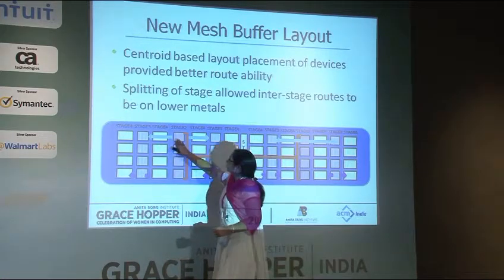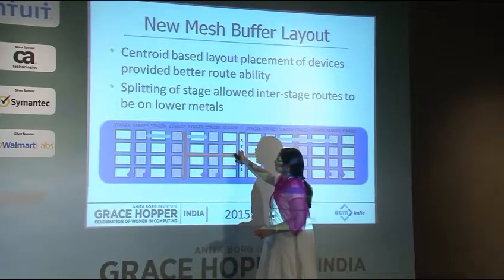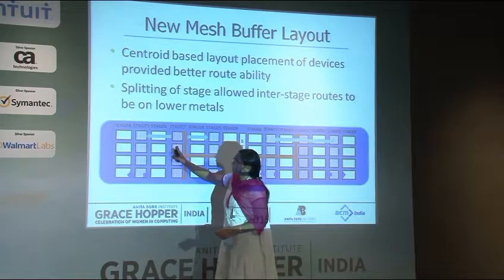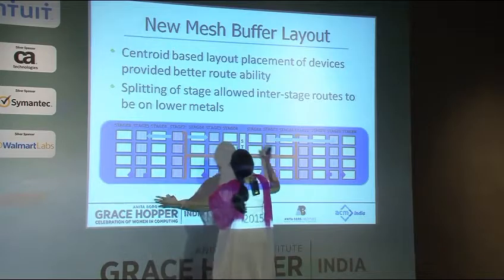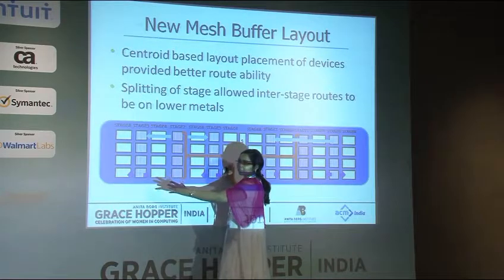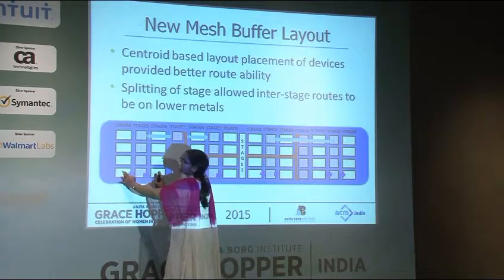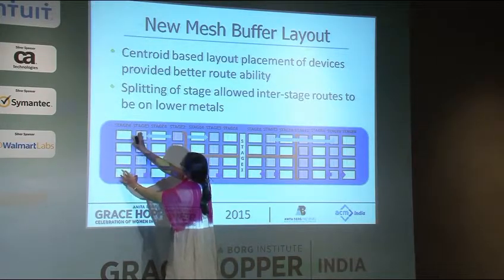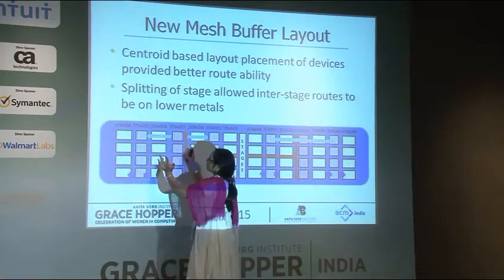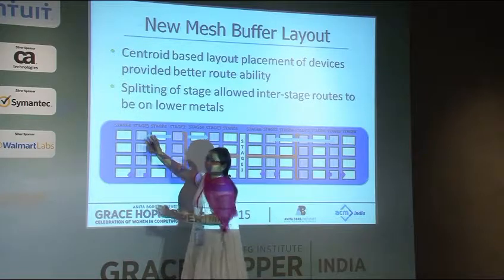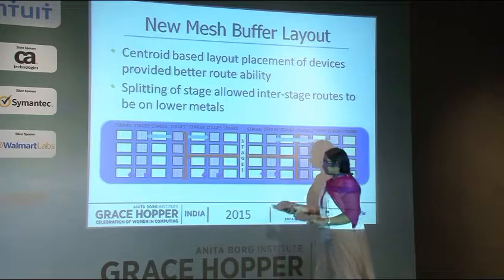If you see, taking stage 1 as the center, stage 2 we have placed around it, and then stage 2 to 3. I am considering only one cluster. So 2 to 3, and then 3 to 4: 3 is taking the center and 4 is divided. This forms the clusters, which helps in reducing the route lengths for connections between the stages.